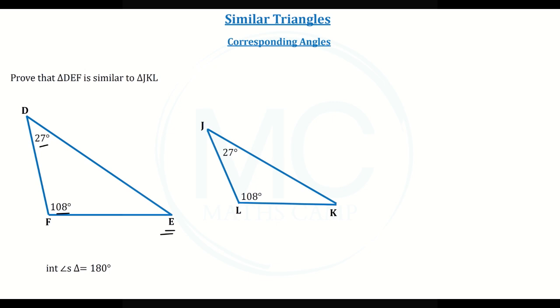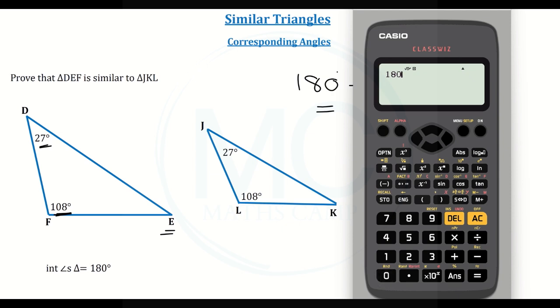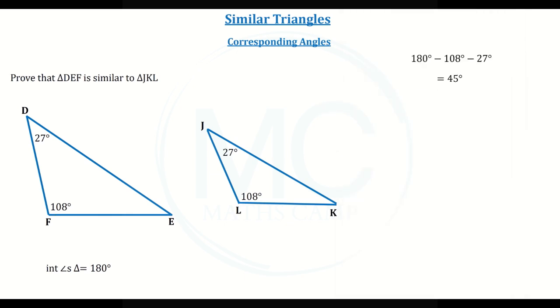So we can say the total, 180 degrees, minus our known angle of 108 degrees, minus the known angle of 27 degrees, is equal to, let's take out our calculator, 180 minus 108 minus 27 gives us 45 degrees. So in this case, E is 45 degrees. Let's put 45 degrees inside our triangle as well.